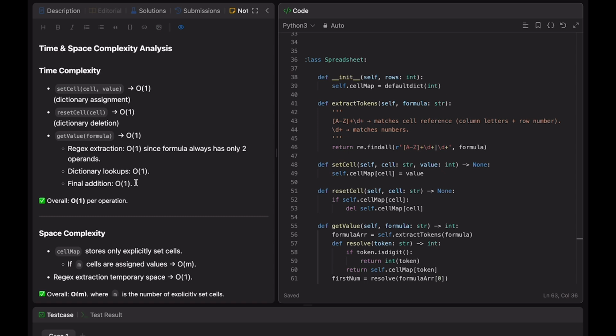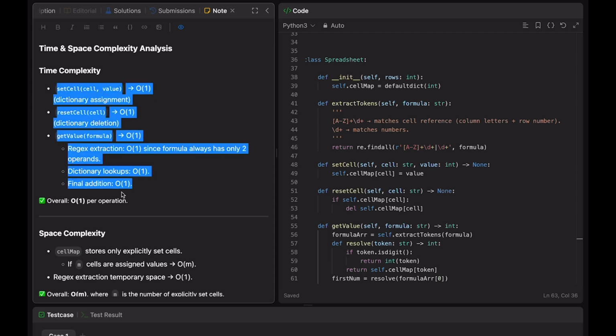So here we have explained a bit better. Set cell, since it's a map, you can perform that operation at order of one. Reset cell, get value, and regex extraction can also be done in order of one. Regex extraction is order of one since every formula always has only two operands. In total, all these functions operate at order of one because of the hash map.